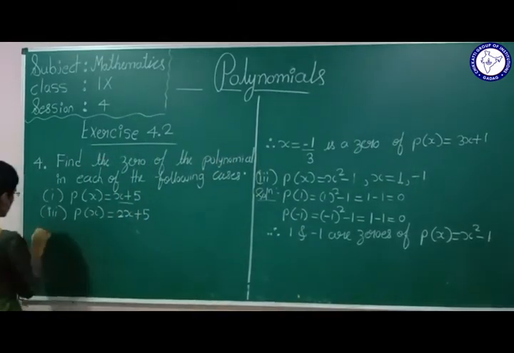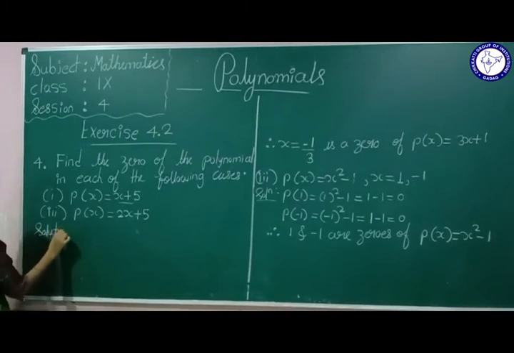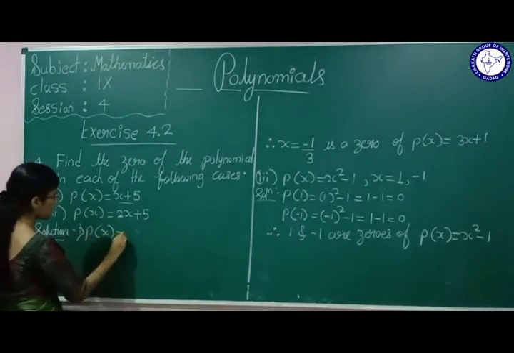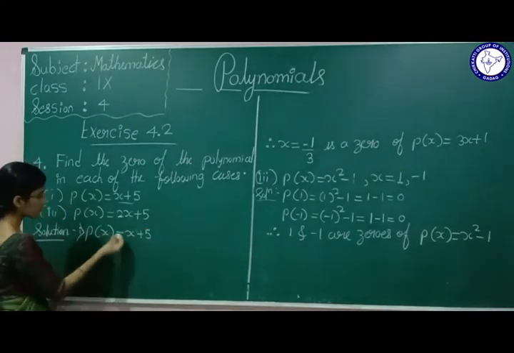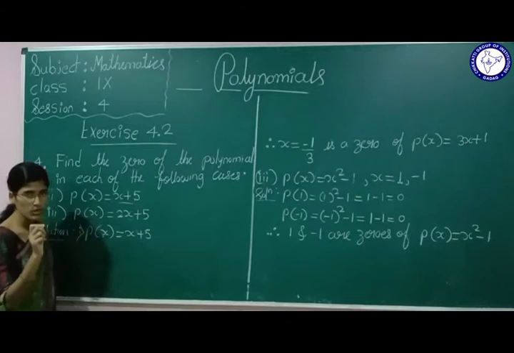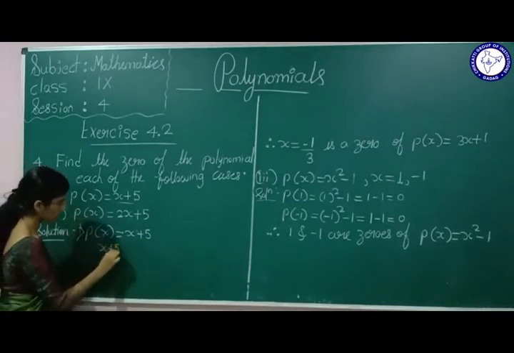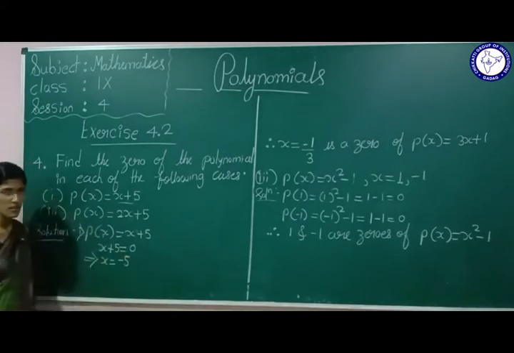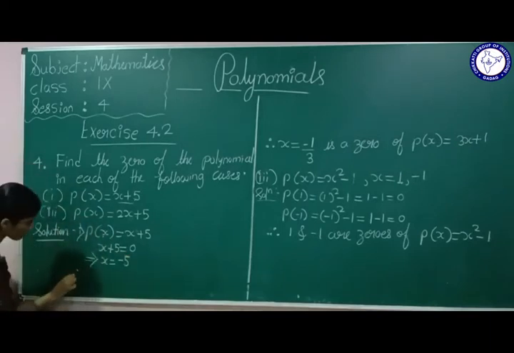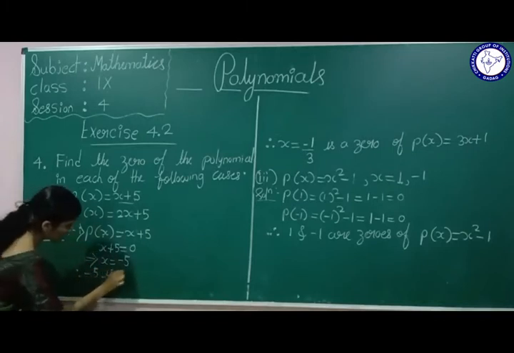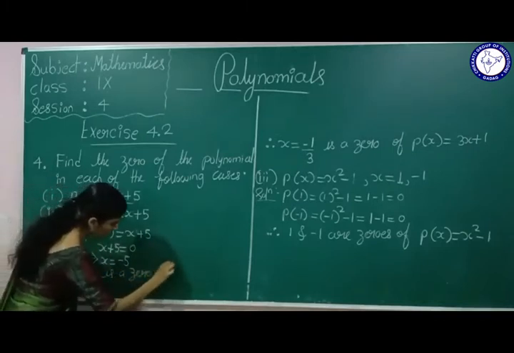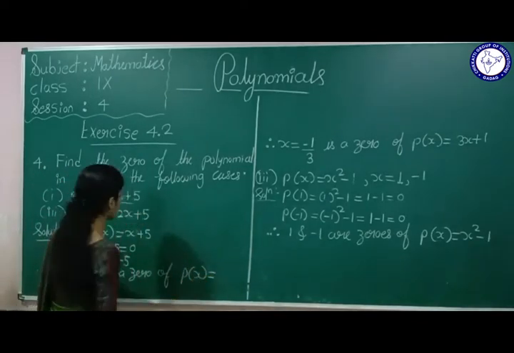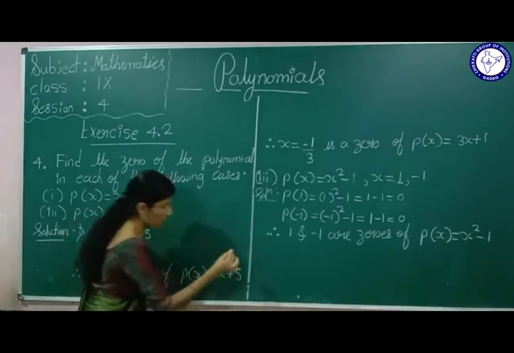Solution. First one, p of x is equal to x plus 5. If you want to find the zero of a polynomial, what do you do? Equate this polynomial with 0. This implies x is equal to minus 5. Therefore, minus 5 is a zero of the polynomial p of x is equal to x plus 5.